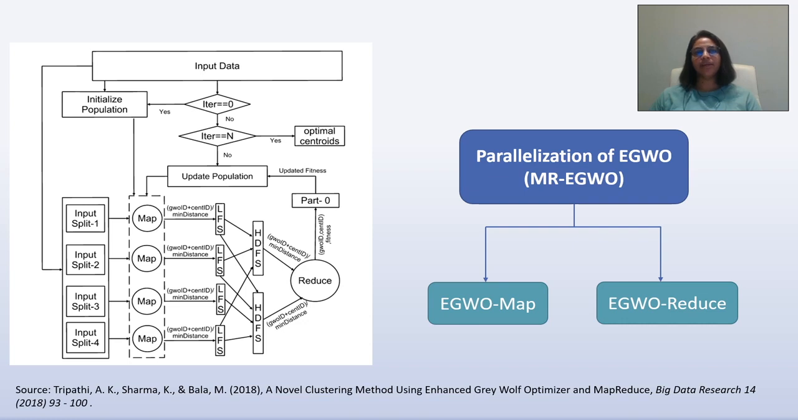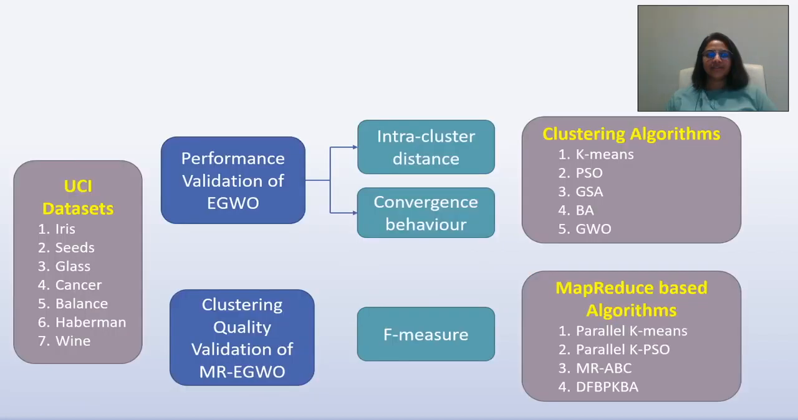Then alpha, beta, delta and population values are updated and the process is continued until the stopping criteria is reached. 7 UCI datasets were used for testing. Intra-cluster distance and convergence behavior were used to validate the clustering performance. These are compared with 5 clustering algorithms. F measure was used as the clustering quality measurement. These are compared with the 4 MapReduce based algorithms.